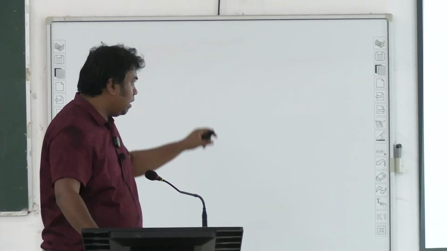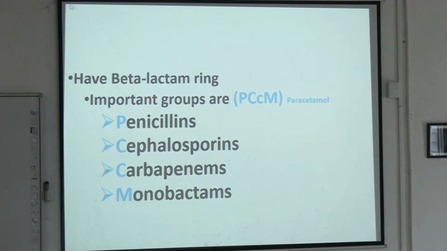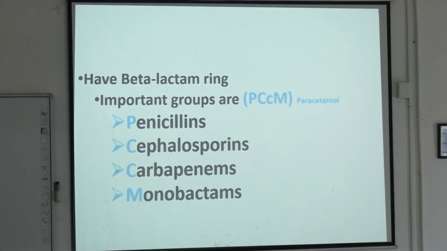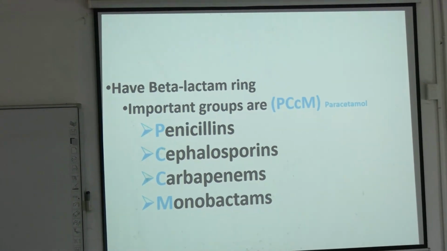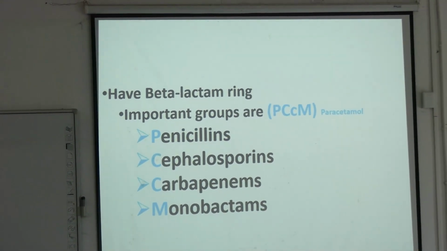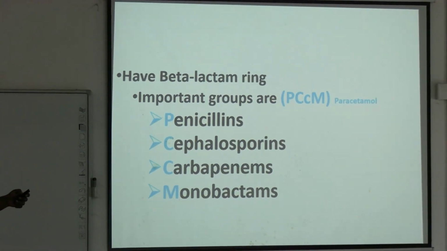What are the beta lactams? Cephalosporin, carbapenem, monobactam. So, penicillin, cephalosporin, carbapenems and monobactam. Remember PCM. PCM is short form of paracetamol. P for penicillin, C for cephalosporin and carbapenems, and M for monobactam.